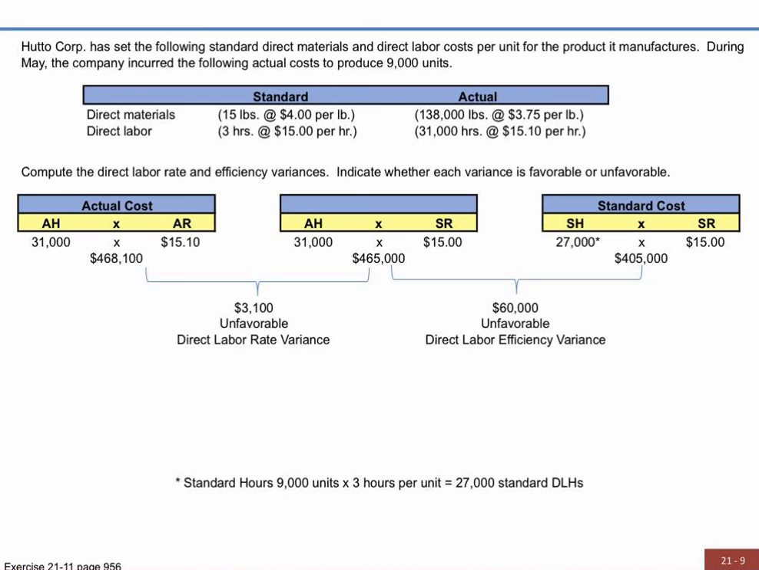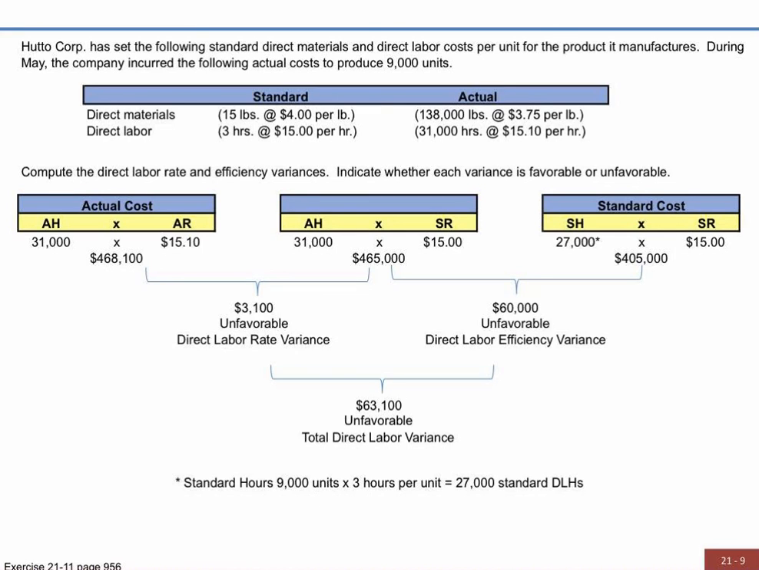So we spent 4,000 more hours than what we budgeted for, and that's going to result in 60,000 additional cost. And that's calculated by the 4,000 additional hours times that $15 per hour. And then we also have that 3,100 additional amount based on the 10 cents per hour difference between the actual and the standard rate. And then here, because both are unfavorable, we're going to have a combined amount of 63,100. That's going to be the total unfavorable labor variance that we're calculating.